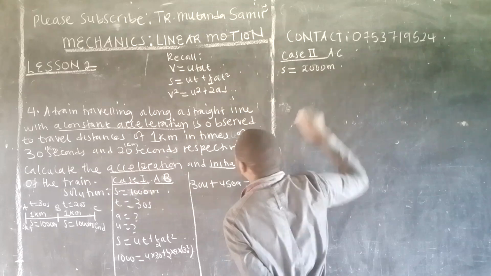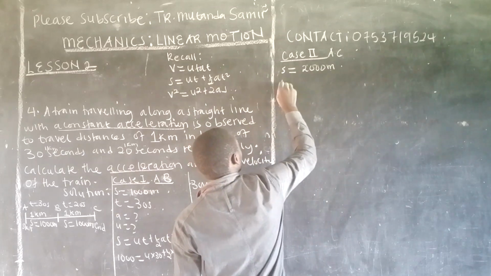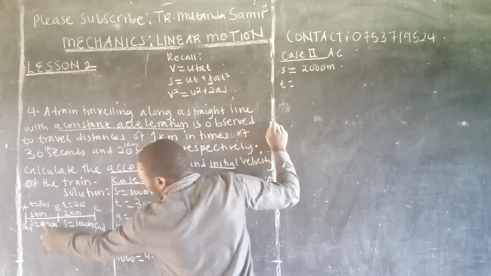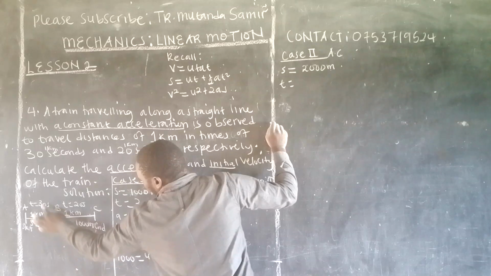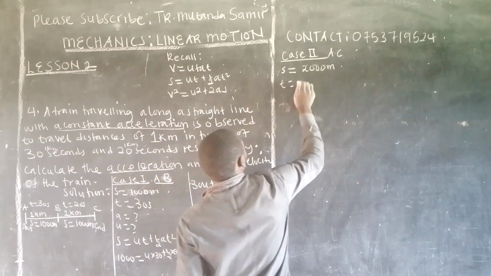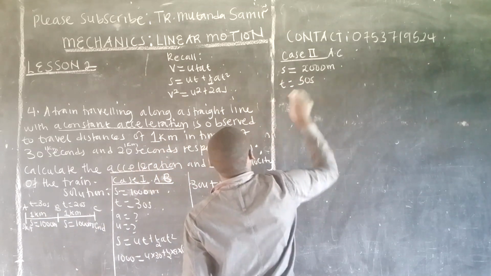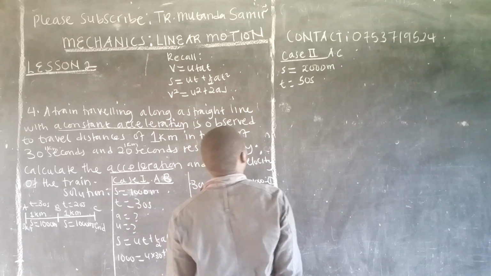2,000 meters. Okay. Then the time T. What will be the time? Remember, from here up to here is 30 plus from here up to here is 20. So T, the small t, is 50 s. Full stop.